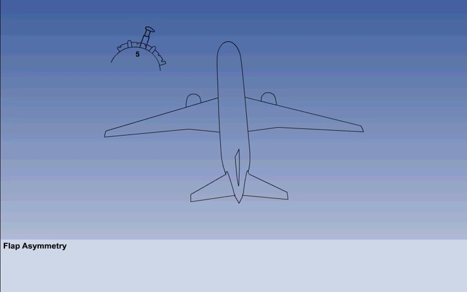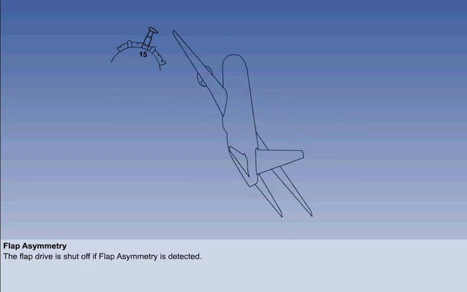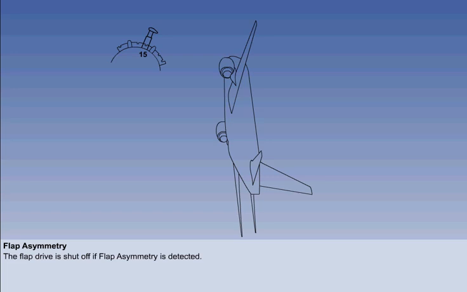If a flap selection is made, and, due to a fault of some kind, only the flaps on one side move, the rolling moment generated can be greater than the pilot can oppose with roll control. Flap asymmetry must be prevented. To avoid the possibility of flap asymmetry, transport aircraft are usually fitted with a flap asymmetry protection system.